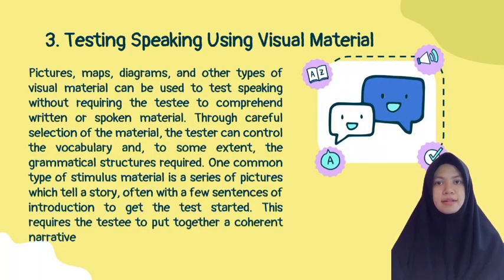And the third type of speaking test is testing speaking using visual material. Pictures, maps, diagrams, and other types of visual material can be used to test speaking without requiring the testee to comprehend written or spoken material. Through careful selection of the material, the tester can control the vocabulary and, to some extent, the grammatical structures required.